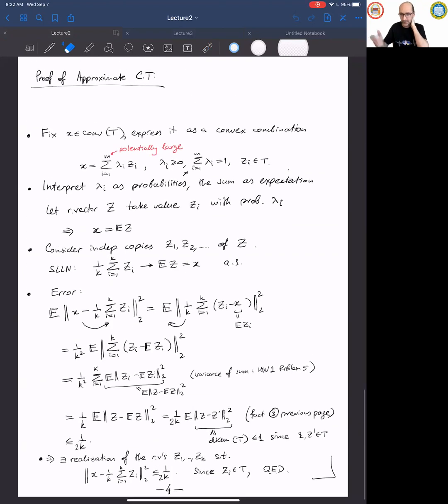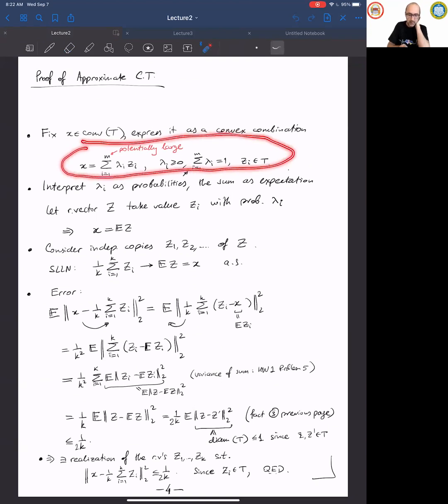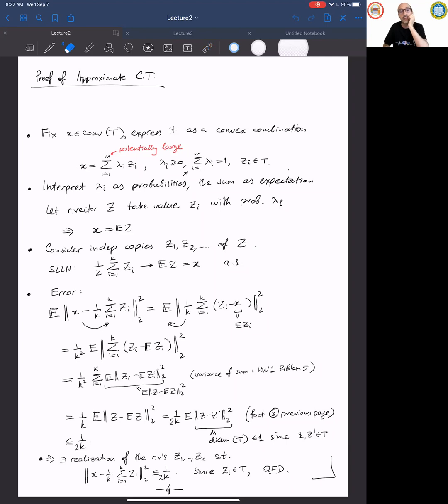This is a proof of Approximate Carathéodory Theorem, and how we proved it. We started with some convex combination, and we improved it. We made the lambda i's the same, and we shortened this convex combination. The proof works by improving the convex combination, but you have to have that in order to improve it. So that's what Evgeny is saying. Yeah, and that is correct.